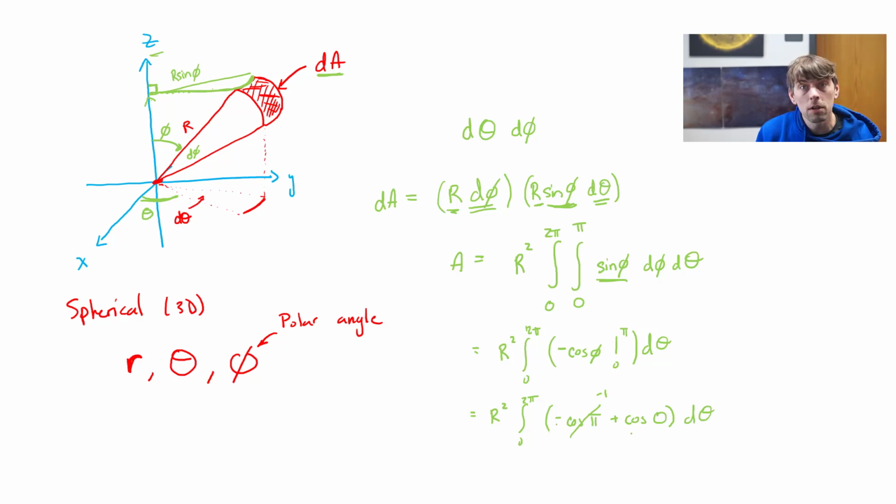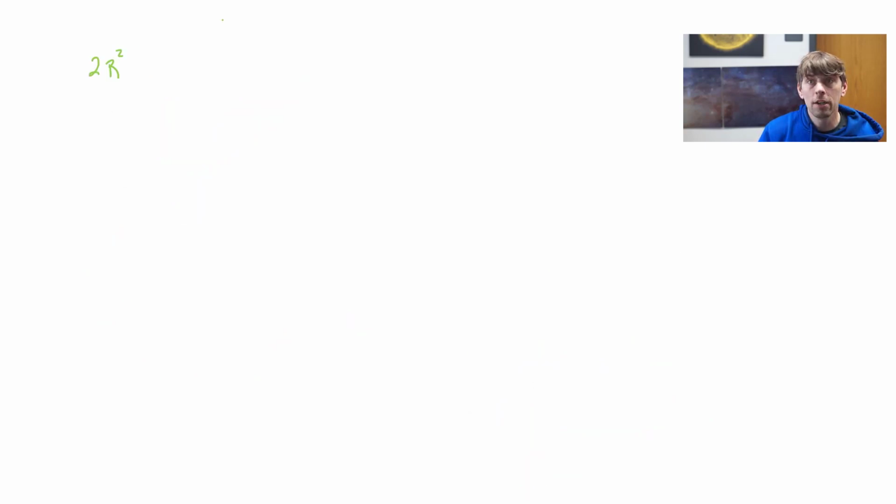Cosine of 0 is 1. And so we end up with something that says 2 times r squared, the integral from 0 to 2 pi of d theta. So I know what the integration of theta is. That's just theta from 0 to 2 pi. And evaluating that out, we see at the end of the day that the area of the surface of a sphere is 4 pi r squared.